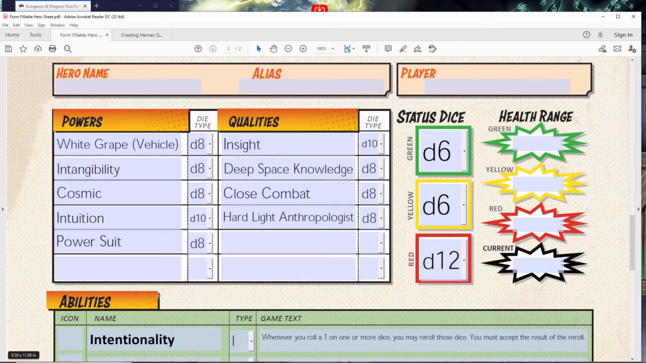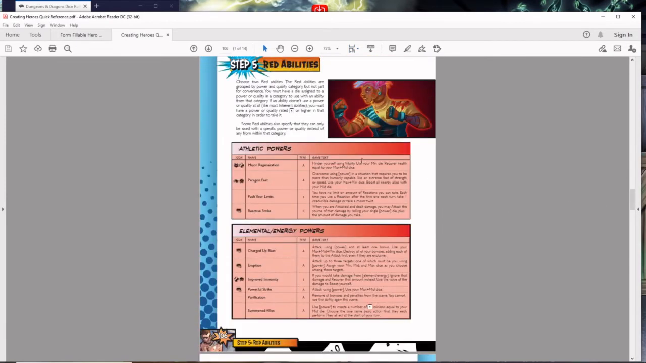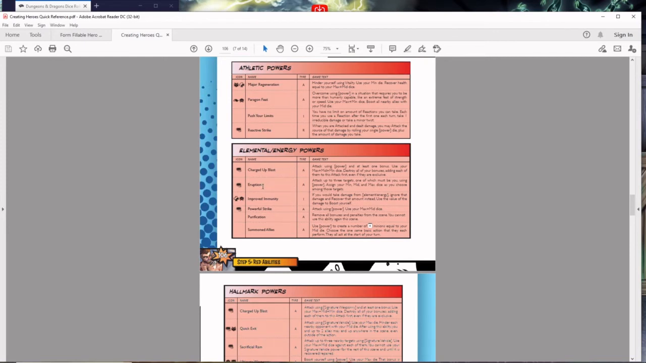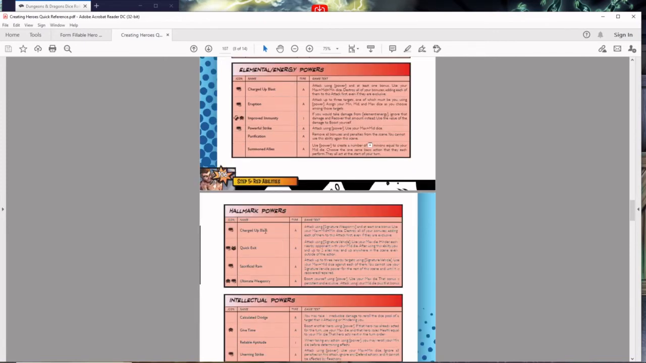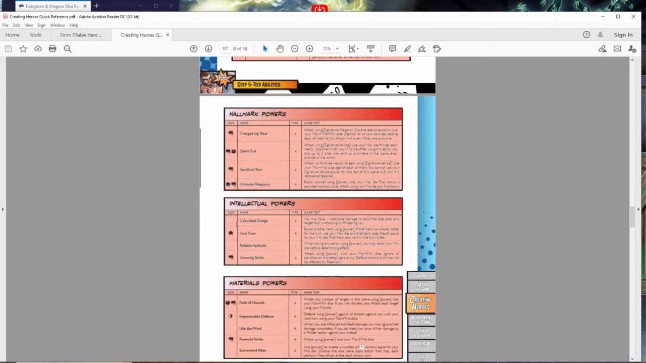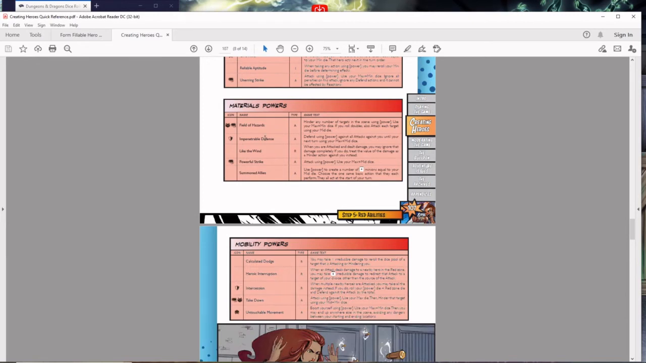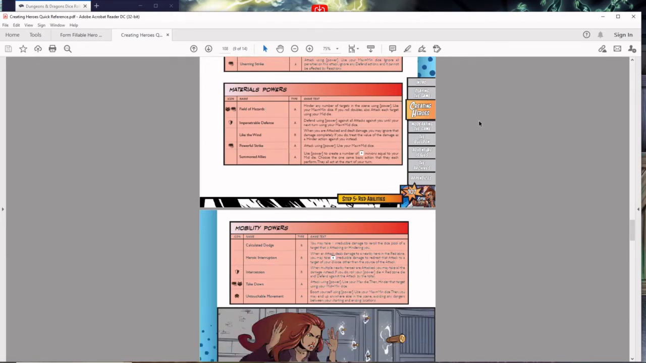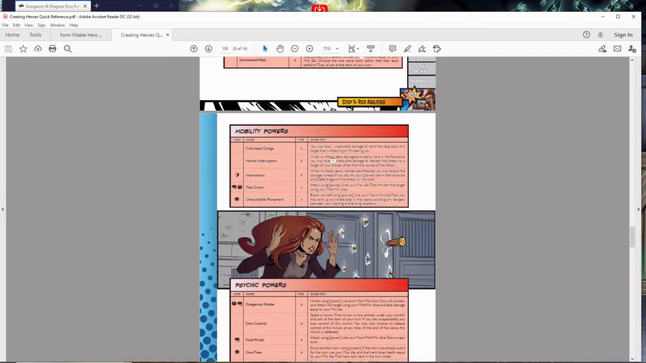We also get 2 red abilities. Now, red abilities, what we have access to is limited by what we have here. So we have a signature vehicle, we have self-control, we have energy, we have intellectual, we have technology, we have social, we have information, and we have physical. So let's go over here. We do not have athletics, so we cannot use it. We do have an elemental or energy power, so we can pick from that. We have a vehicle, so we can pick from that. We have intellectual, so we can pick from that. We do not have materials, so cannot pick from that. There is some overlap. Sometimes the same abilities appear in more than one list.